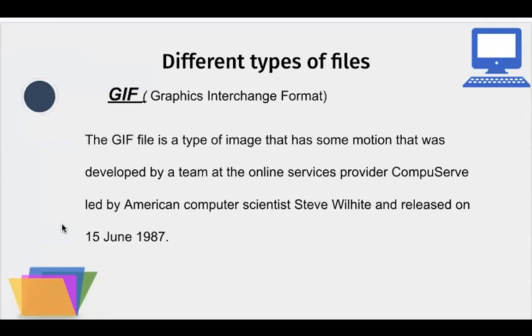GIF, graphics interchange format. The GIF file is a type of image that has some motion. It was developed by a team at the online service provider CompuServe, led by American computer scientist Steve Wilhite, and released on June 15, 1987.